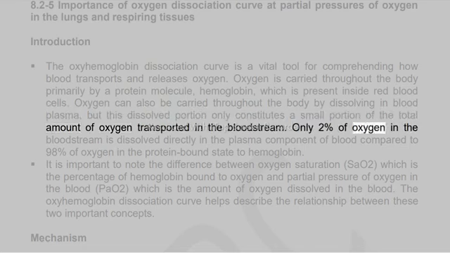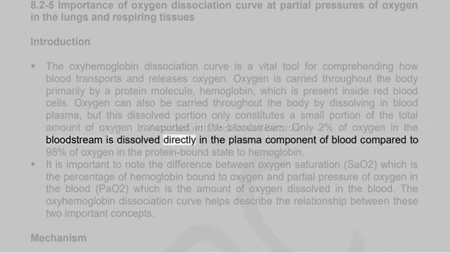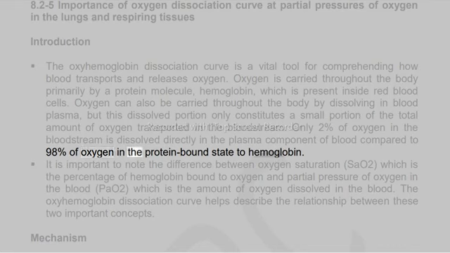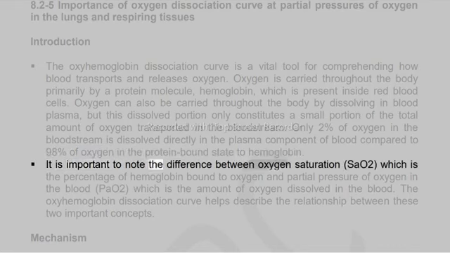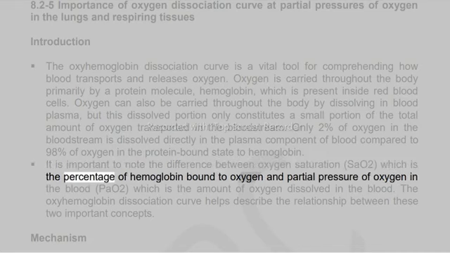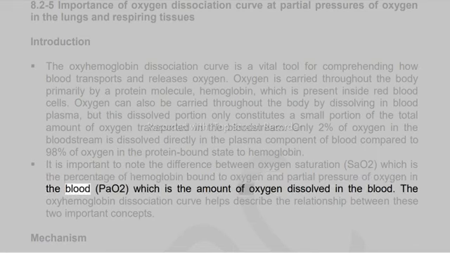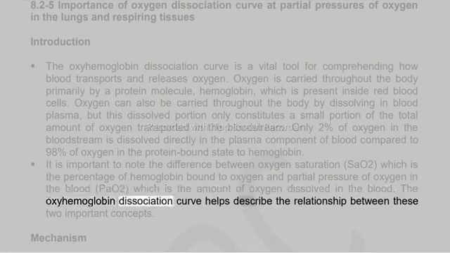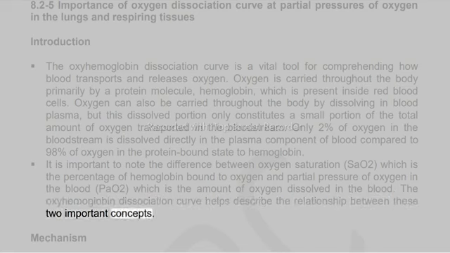Only 2% of oxygen in the bloodstream is dissolved directly in the plasma component of blood compared to 98% of oxygen in the protein-bound state to hemoglobin. It is important to note the difference between oxygen saturation, SaO2, which is the percentage of hemoglobin bound to oxygen, and partial pressure of oxygen in the blood, PaO2, which is the amount of oxygen dissolved in the blood. The oxyhemoglobin dissociation curve helps describe the relationship between these two important concepts.